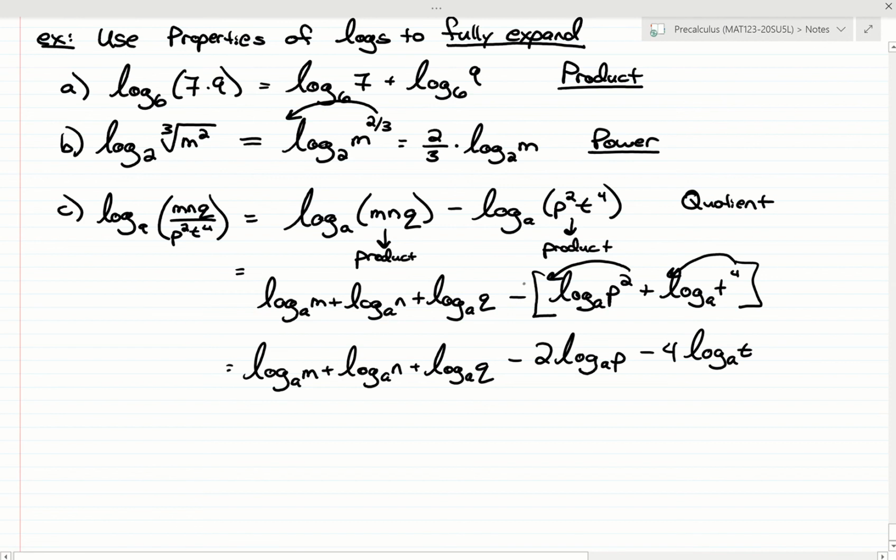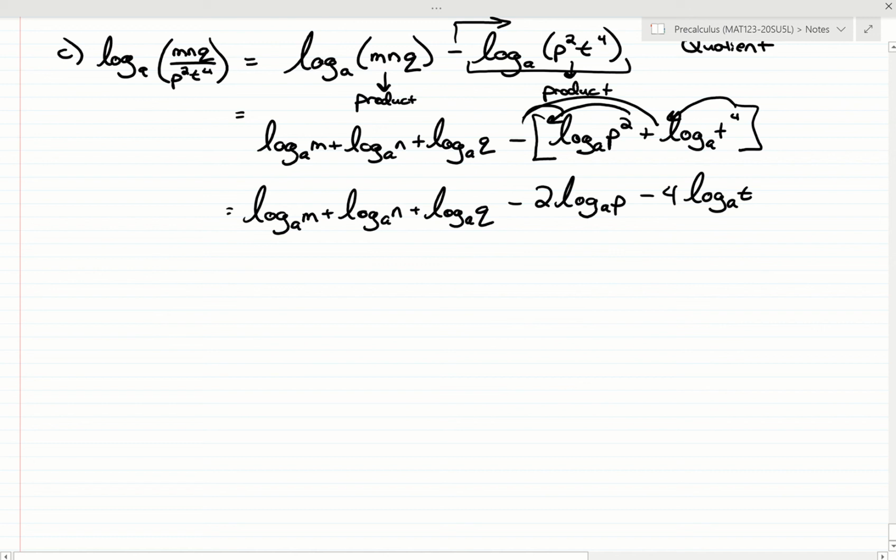And all I did here is I just distributed that negative in, right? Because remember, this is going to use the product property, but you're subtracting that whole thing. Let's do one more of this.